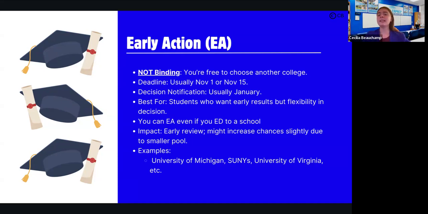And this again might increase your chances slightly, but not as much as early decision because it's not binding. So yeah.